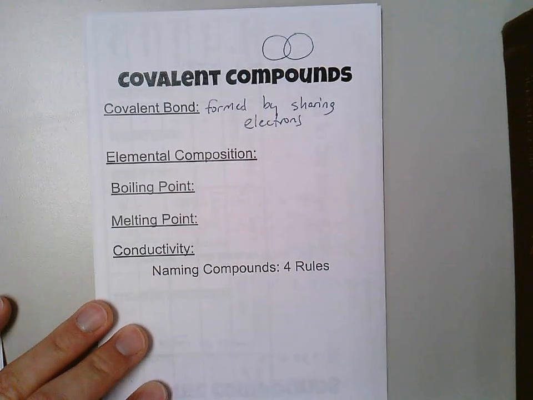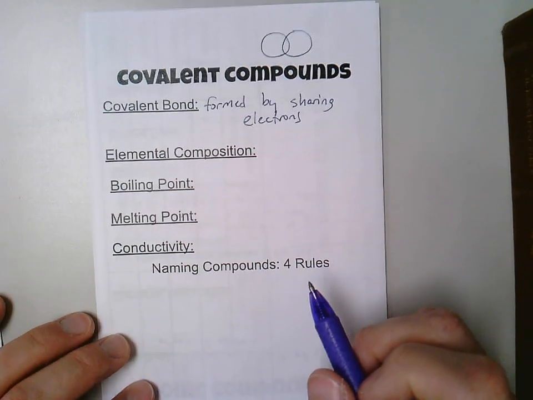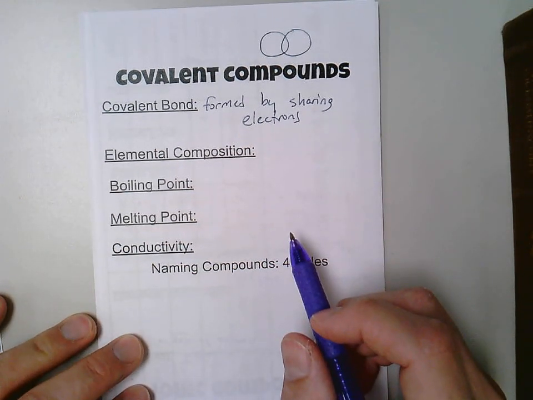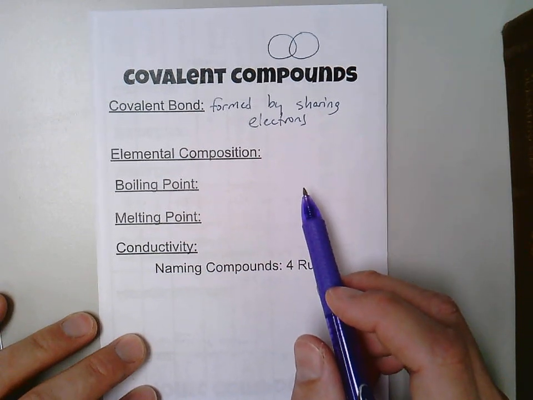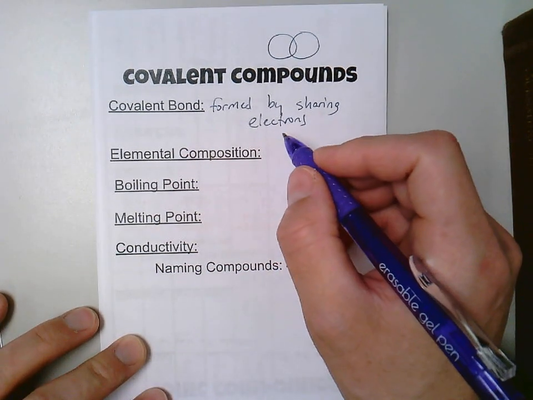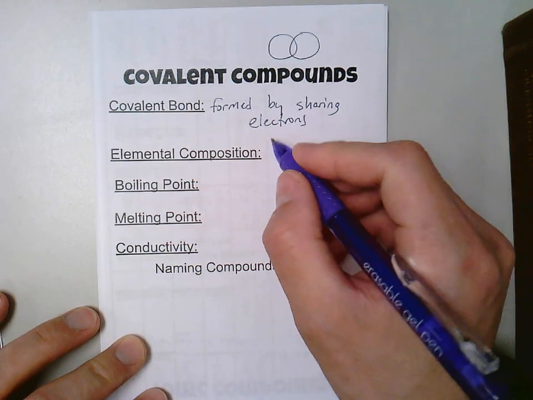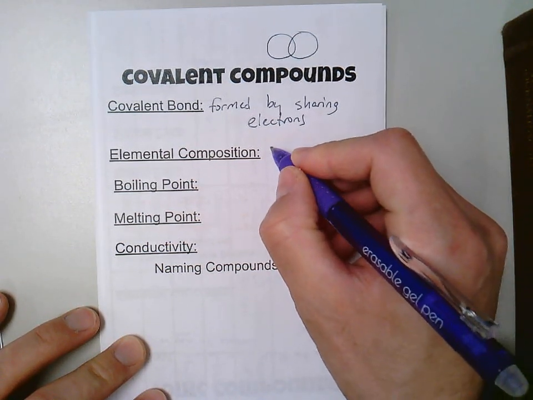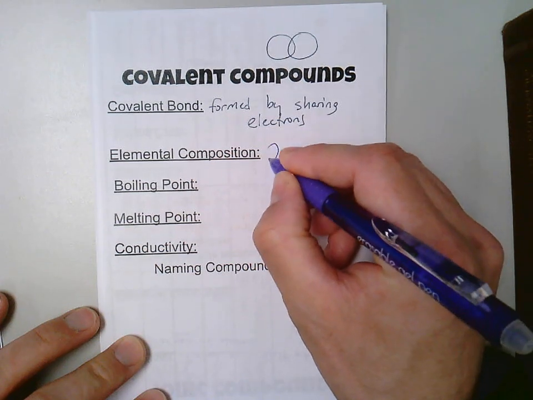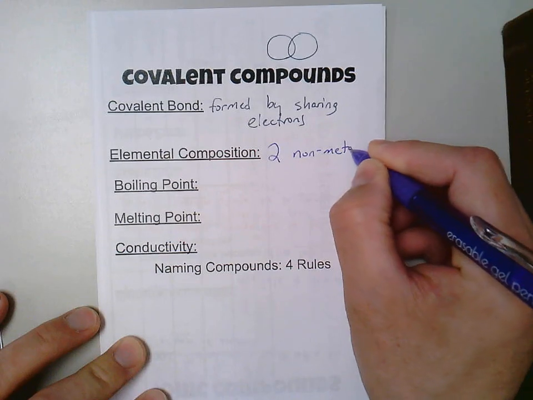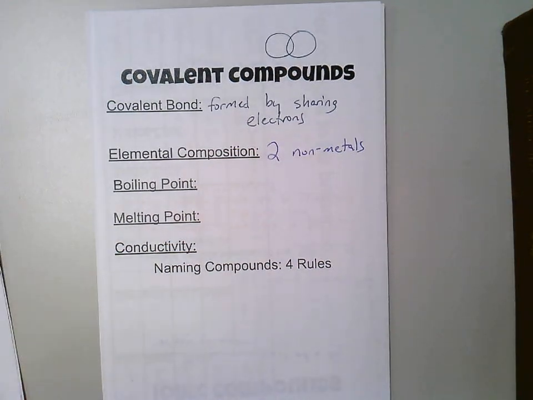And the elemental composition, don't let that confuse you or scare you. Elemental composition is just saying, what are these bonds made of? What elements make these things up? And last time we said the ionic bonds were metals and nonmetals. This time, for covalent bonds, its elemental composition is two nonmetals. So you could say a nonmetal and a nonmetal, or you could write two nonmetals. Either one is fine.